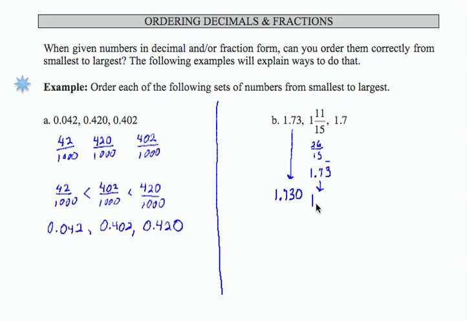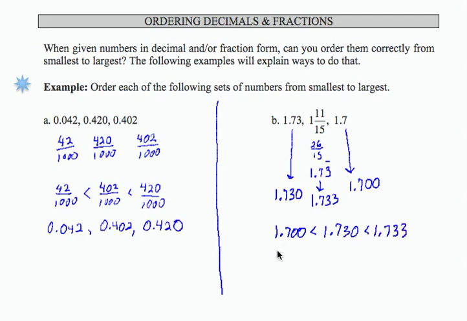1.73 repeating, I'm going to round that to the nearest thousandth. That would be 1.733. And then my last one, 1.7, if I take that to the thousandths, it would be 1.700. So now I can totally compare these because the number of decimal places is the same. So we can see the 1.700 is the smallest, and then the 1.730 is next, and then the 1.733 is the largest.